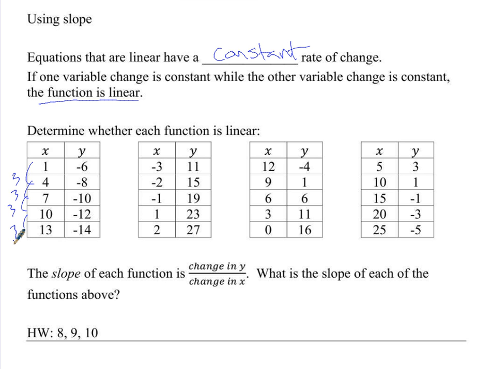Yes. For y, how much do I change to go from -6 to -8? -2, good. And from -8 to -10? Also -2. -10 to -12? Also -2. And finally, also -2. So would you call that a constant change for y? Yes. So because we have a constant change for y and we have a constant change for x, this is linear. So my answer here would be yes.